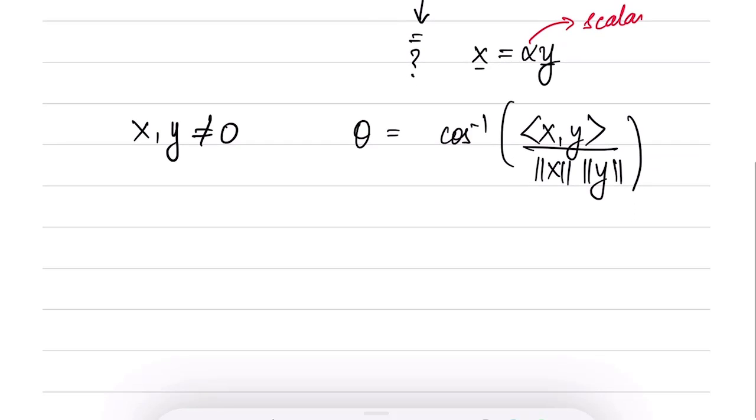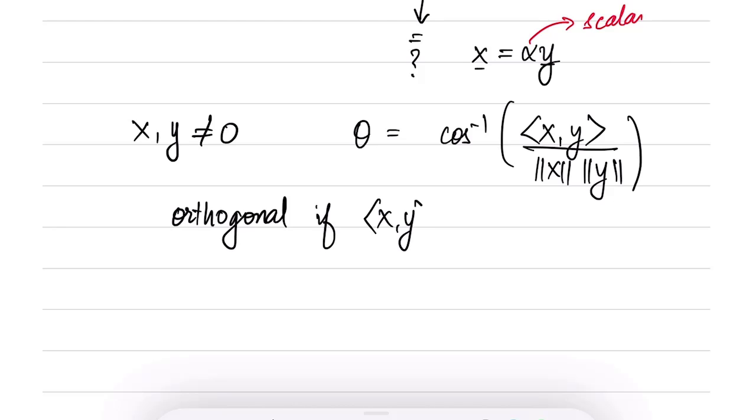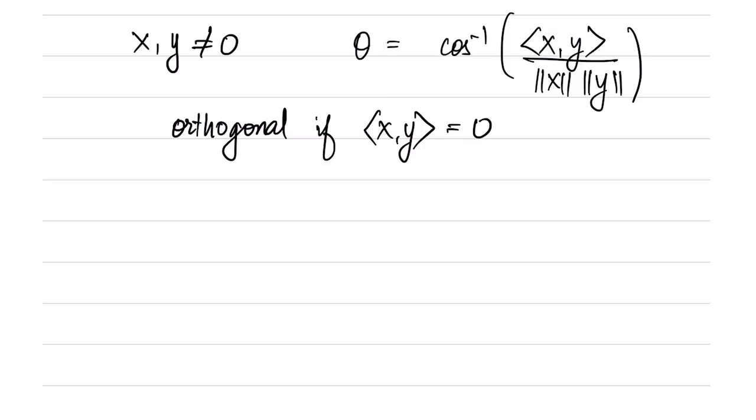And obviously x and y are orthogonal if the inner product of x and y is 0. So orthogonal means x and y are 90 degrees to each other. This 90-degree concept is valid for n-dimensional spaces when x and y are n-dimensional, and they are orthogonal if the inner product of x and y is equal to 0.